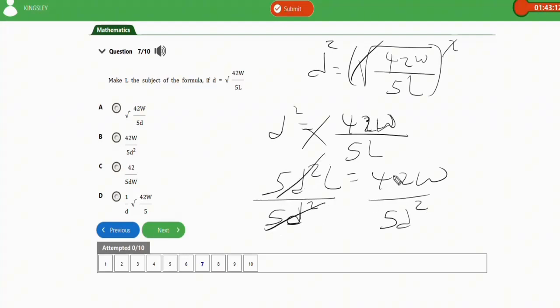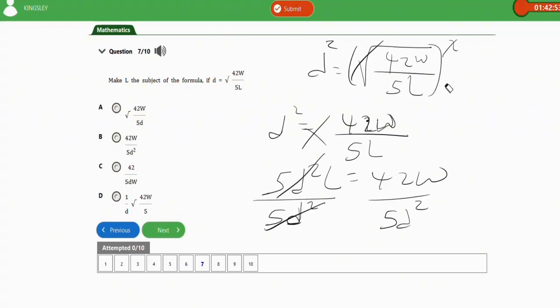So our L is 42w over 5d square, which is option B. Alright, so it's as simple as this. Let's wipe this and solve the next question. Remember, we're practicing with 5 repeated questions. So this is the third one. Let's solve the 4th repeated question.